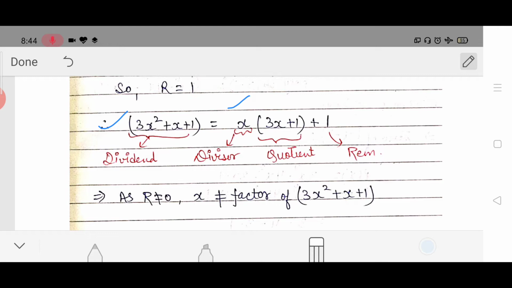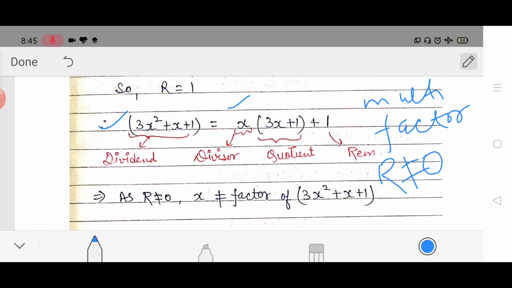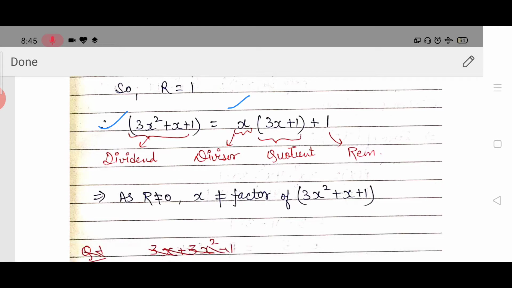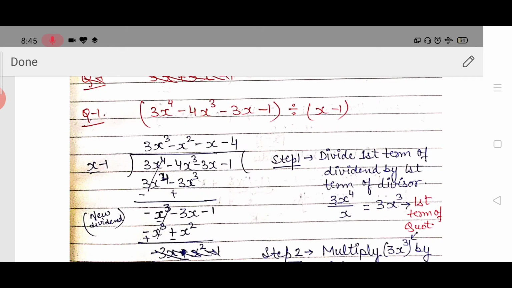We have learned so far only 3 things. First is, what do you mean by multiple? Second is, what do you mean by factor? And third is, if the remainder is not equal to 0, then the divisor is not a factor of the dividend. Okay, now moving on, our next topic is, okay, we are given a question containing two polynomials.